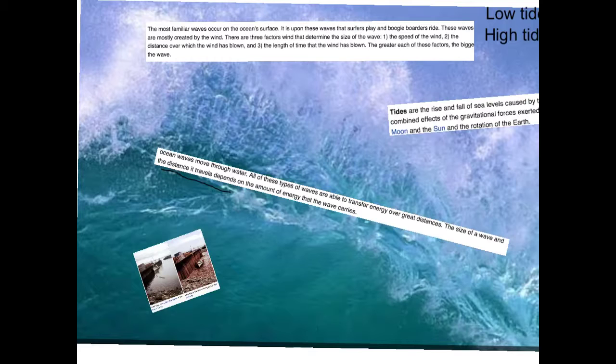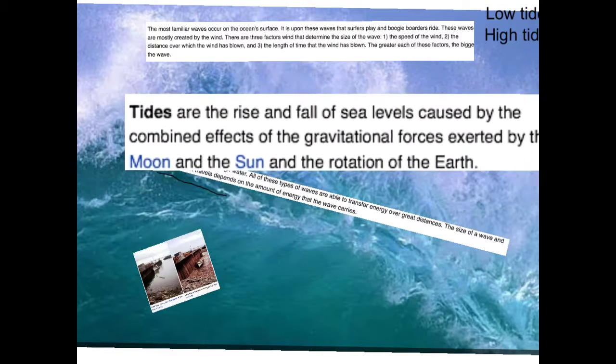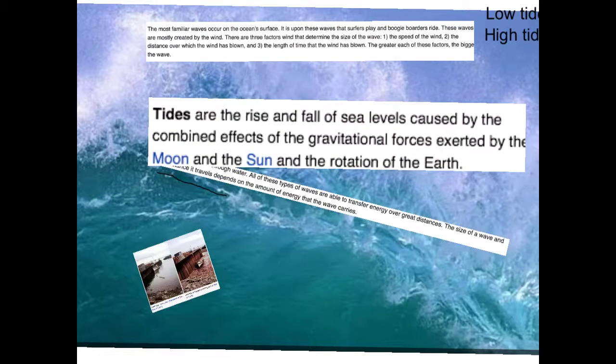First off, oceans move due to tides. Tides are the rise and the fall of sea levels caused by a combination of effects of gravitational force exerted by the moon and the sun and the rotation of the earth. So because of the moon's gravity pulling, it actually pulls part of our oceans away. And then we get a high tide and a low tide, high tide and a low tide.